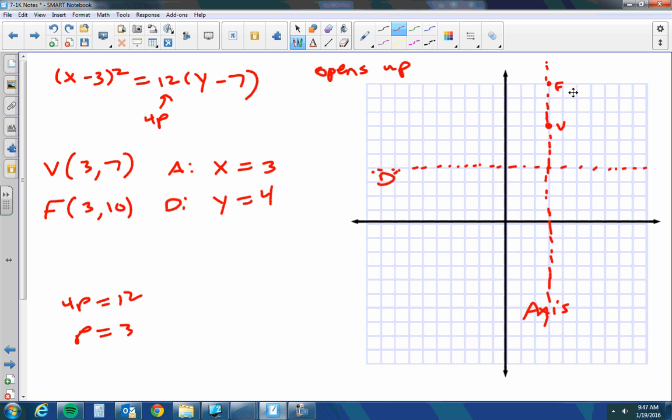Now, I need points on the parabola. How far is the focus from the directrix? 6, right? So if I go 6 from the focus, straight across, and put a point, then I found a point on the parabola. It's 6 from the focus and 6 from the directrix. Go 6 the other way: 1, 2, 3, 4, 5, 6. And there you go. Those must be on the parabola because, once again, they're equidistant from the focus and the directrix. And then you draw your parabola, connecting those dots.